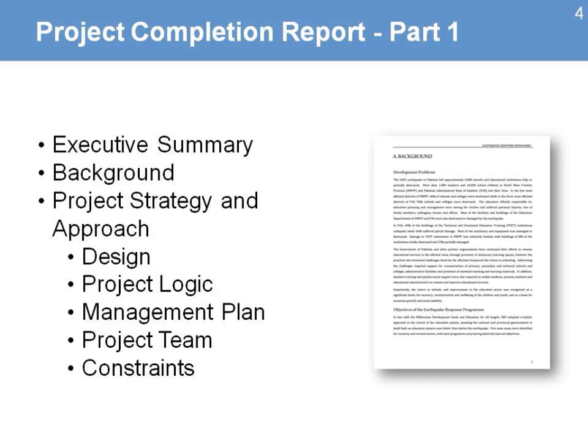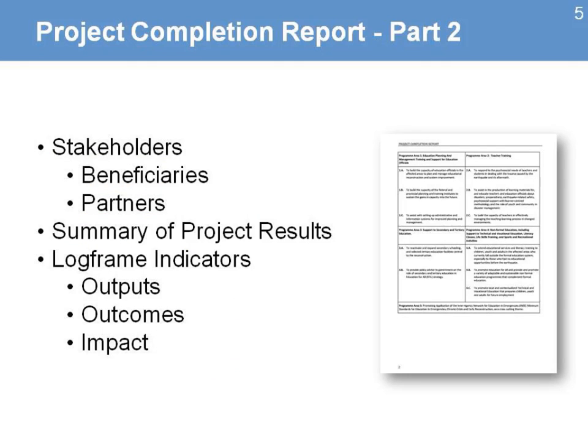There will be an executive summary, a background explaining a little bit of the background of the information on the project, a description of the strategy and the approach the project designed or was able to identify. That includes elements about the design, the project logic, that's the log frame, also information about the management plan. You can also include the project team and information about specific constraints on the project. Then you need to describe the stakeholders, the group of beneficiaries, and the partners that were part of the project.